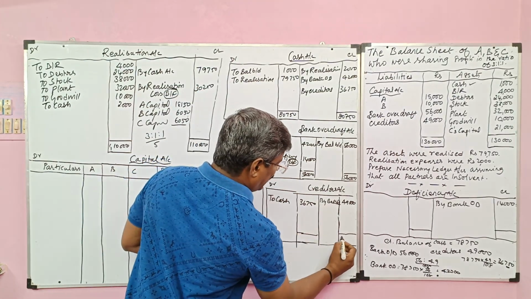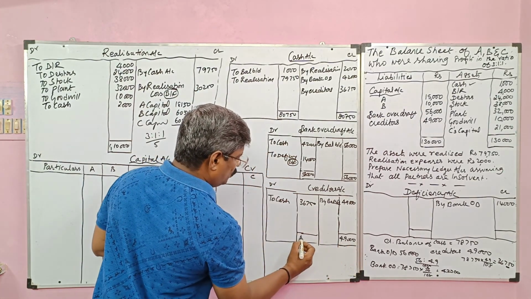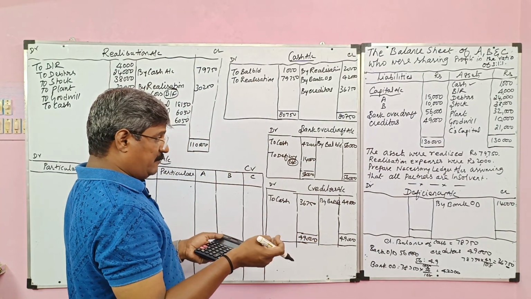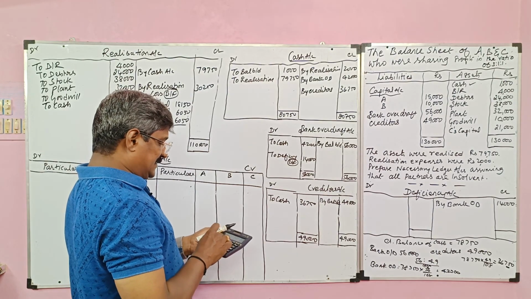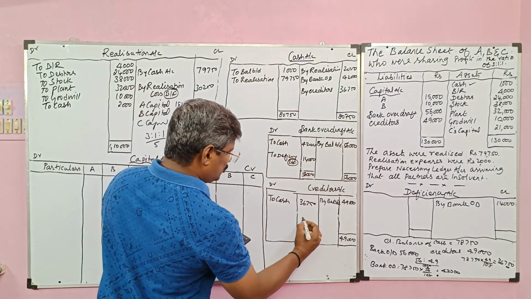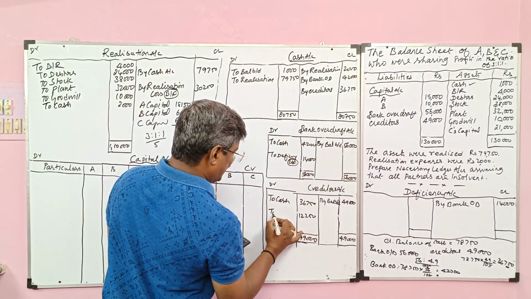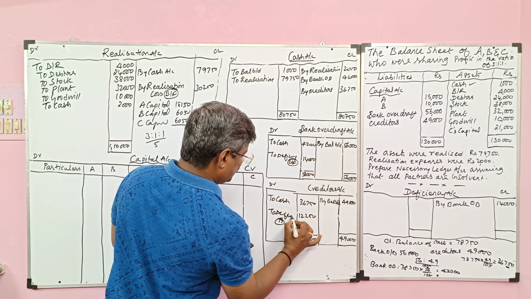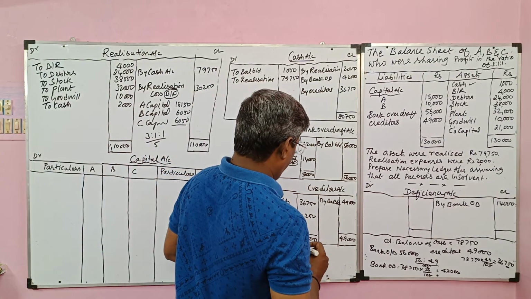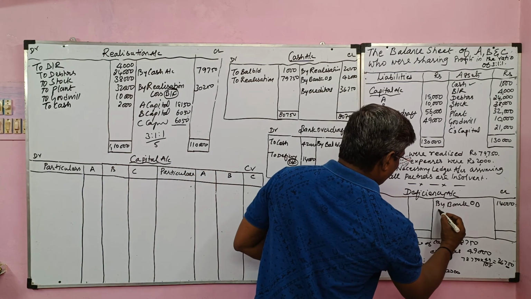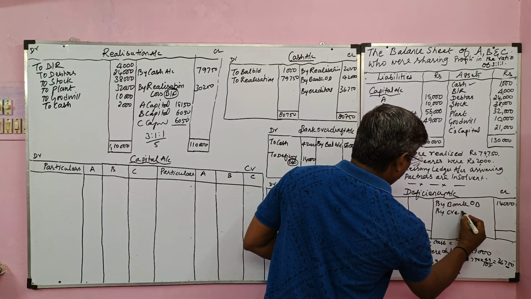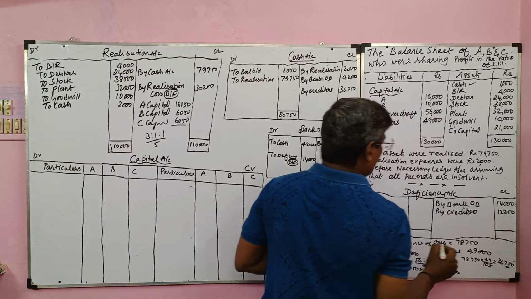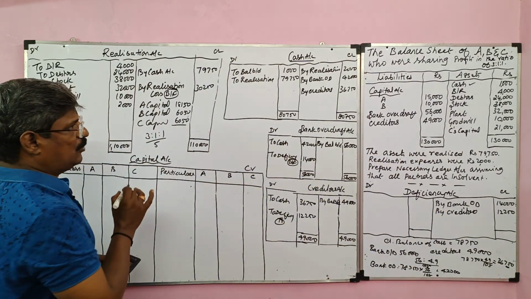The balance of creditor should be transferred to the deficiency account. Total amount payable to creditor is 49,000, of which we paid 36,750. So the balance 12,250 is considered as deficiency. The deficiency should be recorded in the credit side of the deficiency account by creditor, value 12,250.